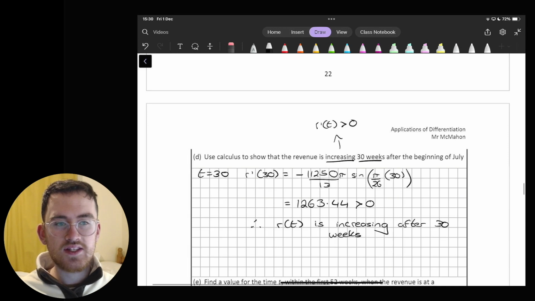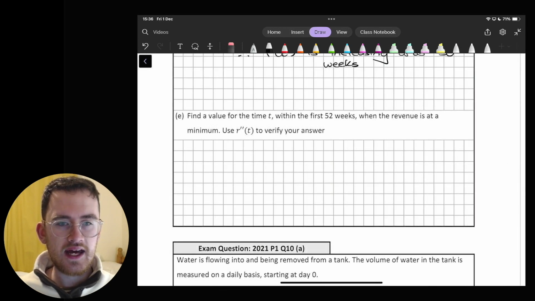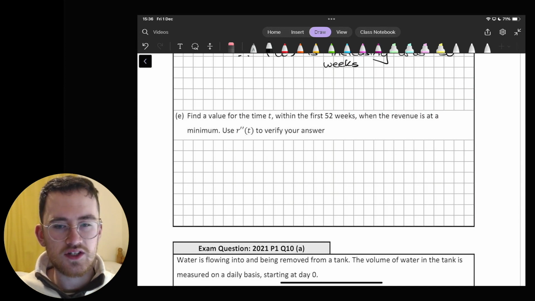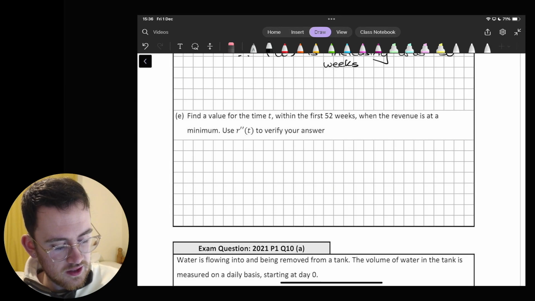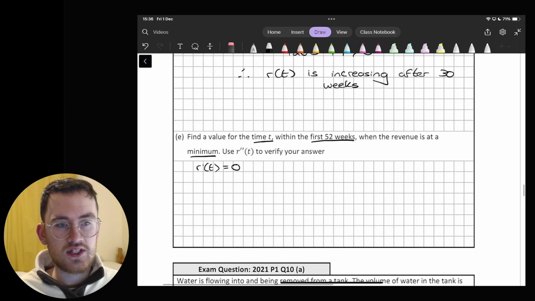Okay, so the revenue is increasing 30 weeks after the beginning of July. Okay, so looking at the last part now is going to require a little bit more trig equation for us here. So we're finding the value for the time t within the first 52 weeks when the revenue is at a minimum. So revenue at a minimum, we're looking to minimize or put our derivative equal to 0.